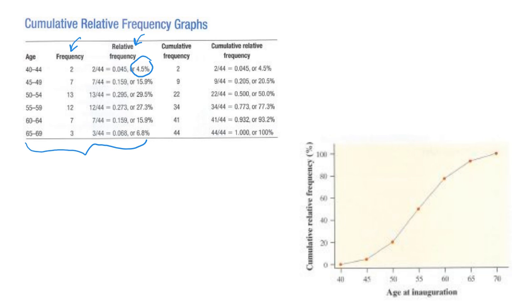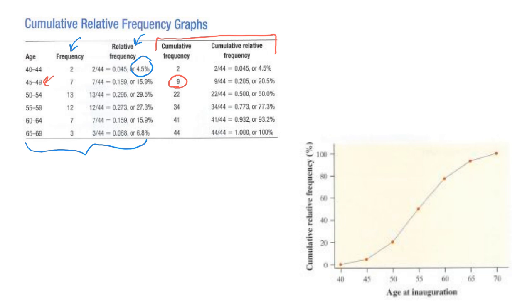and 44. Where we can expand on this and look at this in percentile form is by then looking at cumulative frequency and cumulative relative frequency. So cumulative, right, that's going to be our total. We're adding things up, we're putting things together. So if I look at this second age bracket, the 45 to 49, I had 7 presidents that were inaugurated between ages 45 and 49. But my cumulative frequency is 9.